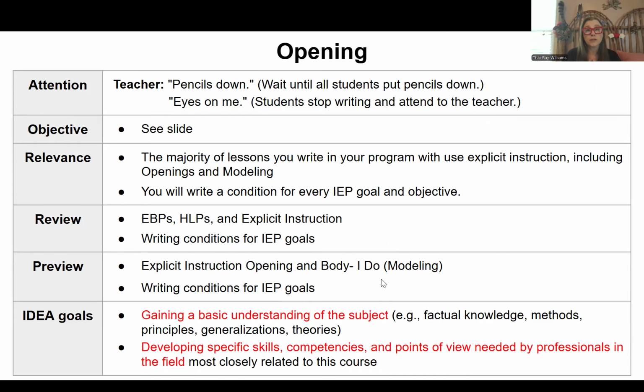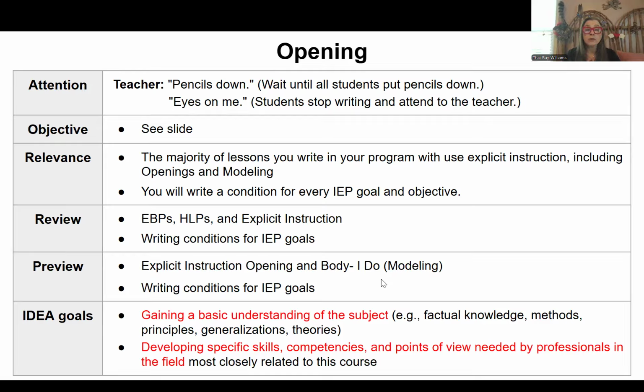All right, why is this important to you? What is its relevance? Well, the majority of lessons, as I've said, in your program and when you are a teacher will be explicit instruction lessons, although not every one of those. So for those of you who are in the complex support needs emphasis, you'll learn that sometimes we don't use explicit instruction, but most often we will. And so every time you use an explicit instruction lesson, or really any lesson, you're going to have some kind of an opening. And then very frequently, the majority of the lessons, you're going to have some form of modeling, but those are critical and essential components of explicit instruction.